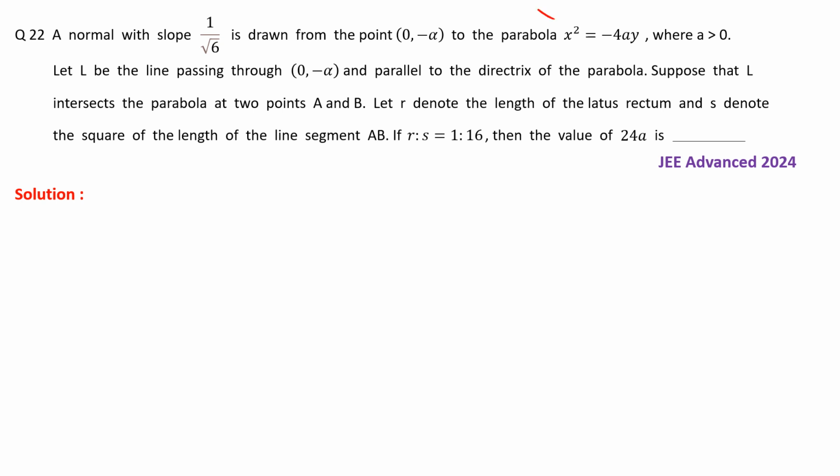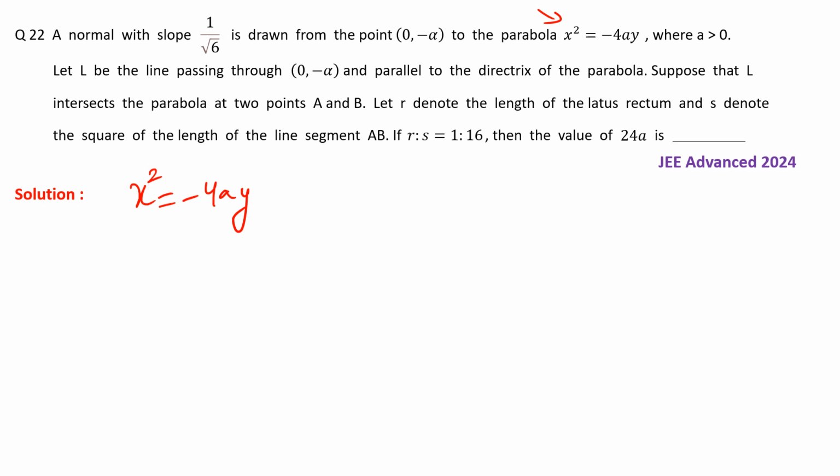Now the equation of the parabola is x² = -4ay. So first of all, we will find the equation of the normal to this parabola in slope form. Now if you know it directly, it's okay. But if you do not know it, then I will show you the process how to get this equation.